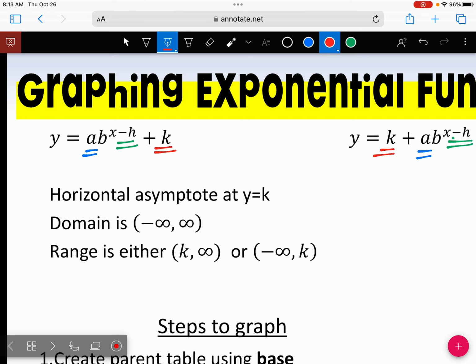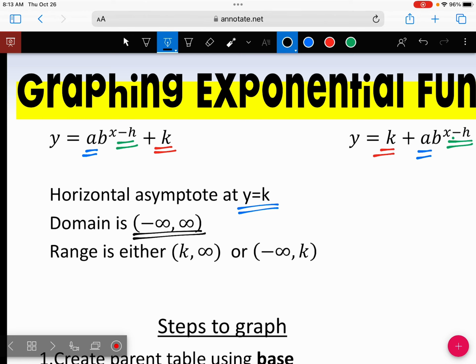So on your notes at the very top where it says horizontal asymptote at, go ahead and fill this in. You always have a horizontal asymptote at y equals K. So y equals K is your horizontal asymptote. Your domain will never change. All exponential functions have the same domain. It's all real numbers.